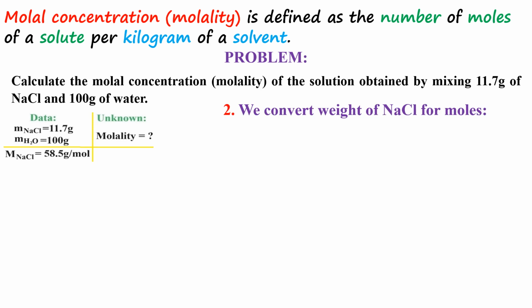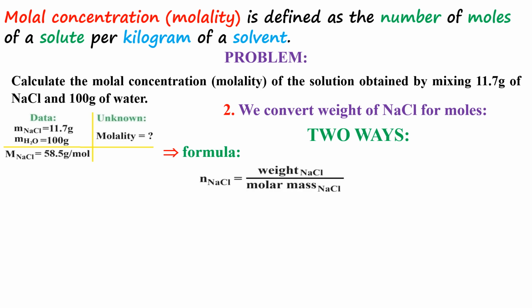We convert weight of sodium chloride to moles. Let's do it two ways. First method based on formula. The number of moles of sodium chloride equals the weight of the salt divided by its molar mass. So 11.7 grams divided by 58.5 grams per mole equals 0.2 mole of sodium chloride. You can see that the grams cancel out here and we get the result in moles.